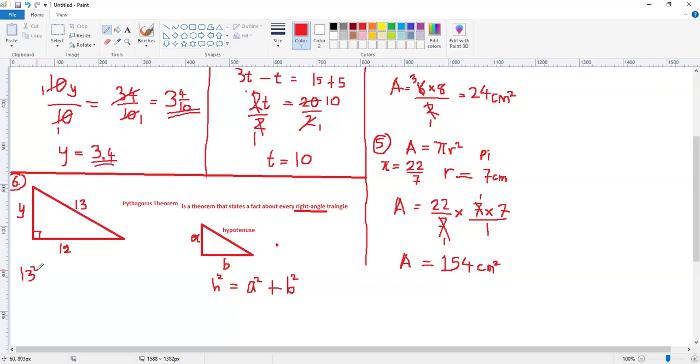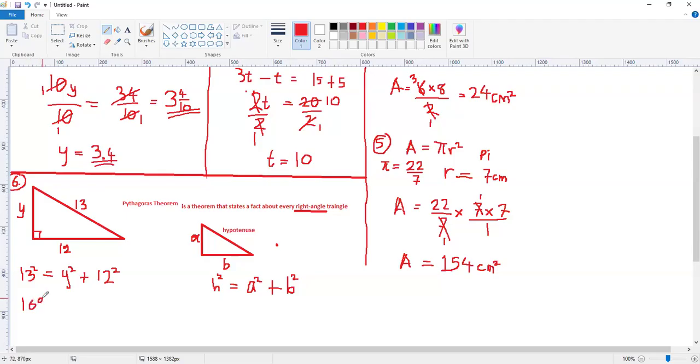13 squared equals y squared, which is A squared, because that's the A, plus 12 squared, isn't it? Yes. Okay, excellent. Now, do you know what 13 squared is? 13 times 13. Is it 169? Correct. It is 169. All right.